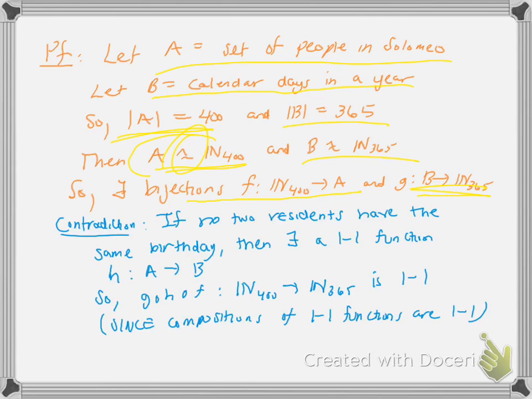And then we proceed with contradiction. Let's assume no 2 residents have the same birthday. Then there would exist a 1-to-1 function from A to B, right? Let's call that H from A to B. If no 2 people have the same birthday, that's what we're saying. So if we compose G composed with H composed with F, remember, we start with the inner one, so the domain is N sub 400, and then we look at the output, the codomain in G, which is N sub 365. So that means N sub 400 to N sub 365 is 1-to-1, since compositions of 1-to-1 functions are 1-to-1, okay?